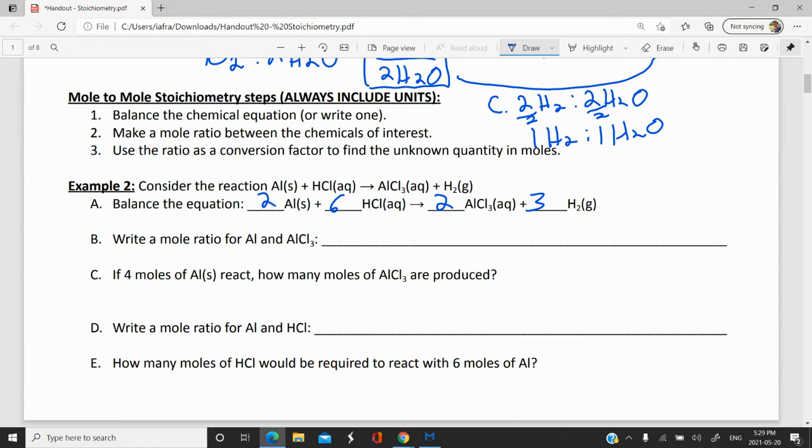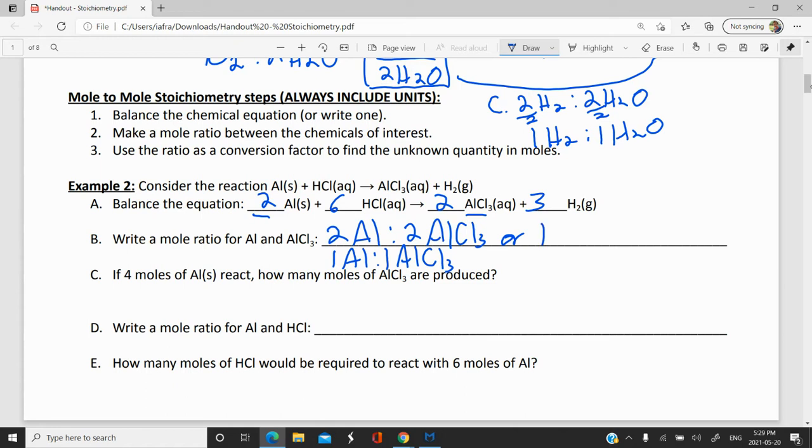So that is balanced. And we're going to write a mole ratio between aluminum and aluminum chloride. So between Al and AlCl3. And so we have 2 Al for every 2 aluminum chloride. In other words, it's a 1 aluminum to 1 aluminum chloride ratio. You can also write it as a fraction.